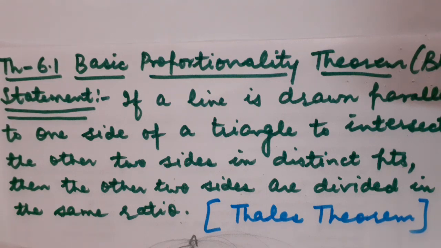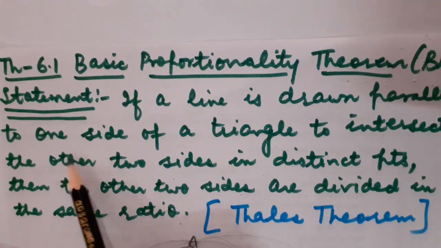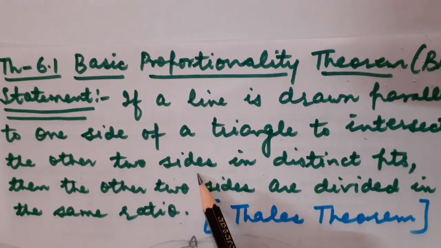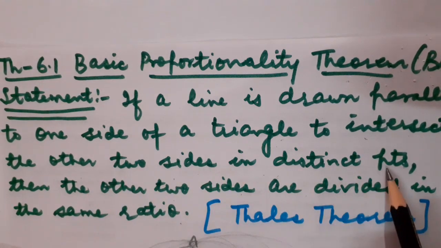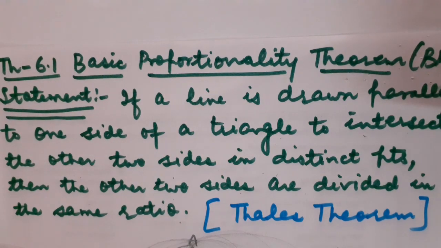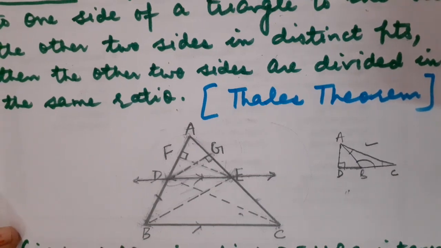Now children, our next topic is that I am going to make you recall the statement of the basic proportionality theorem, which is also known as Thales theorem, and this is theorem 6.1 in your NCERT book. What is its statement? If a line is drawn parallel to one side of a triangle to intersect the other 2 sides at distinct points, then the other 2 sides are also divided in the same ratio. Got it children? Children, the proof of this theorem I explained in my previous lecture.